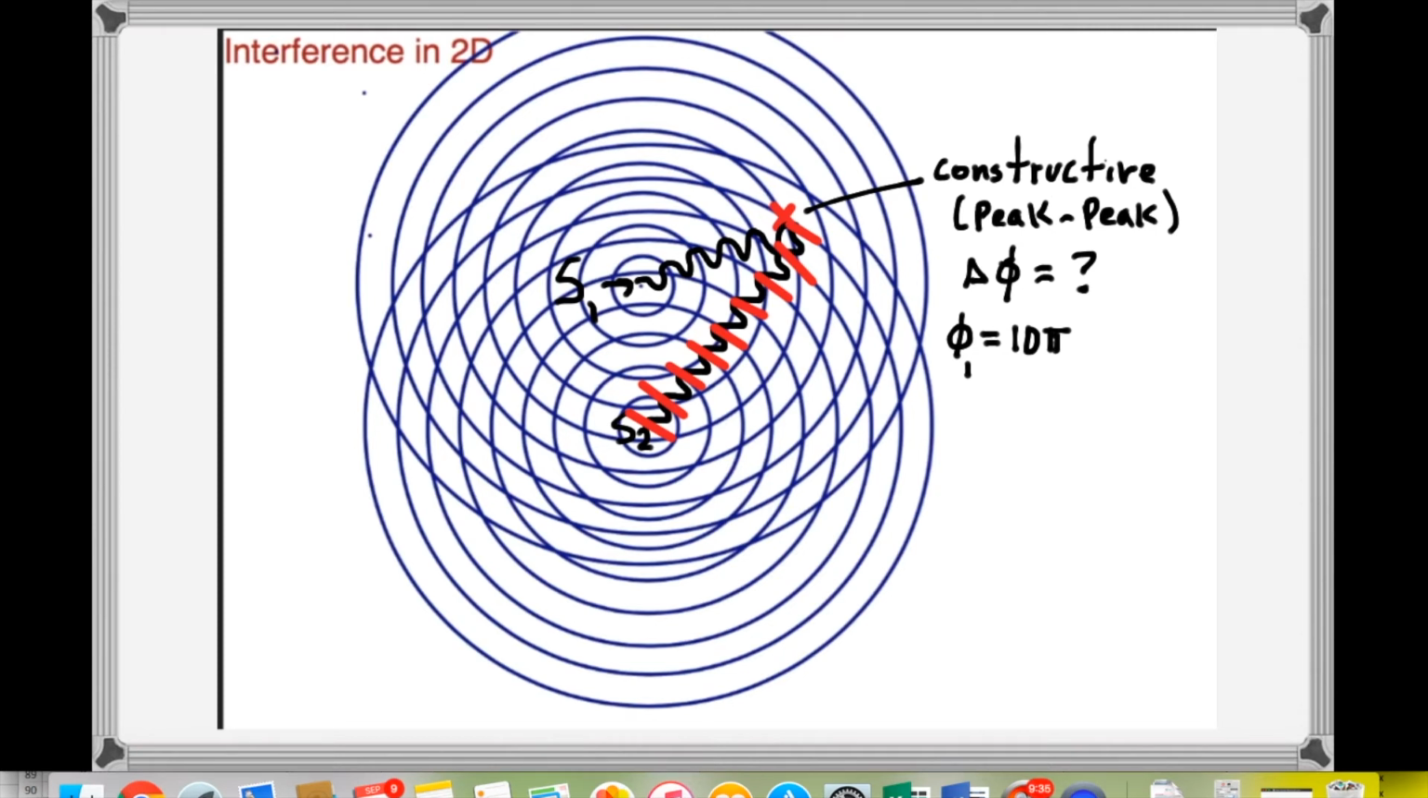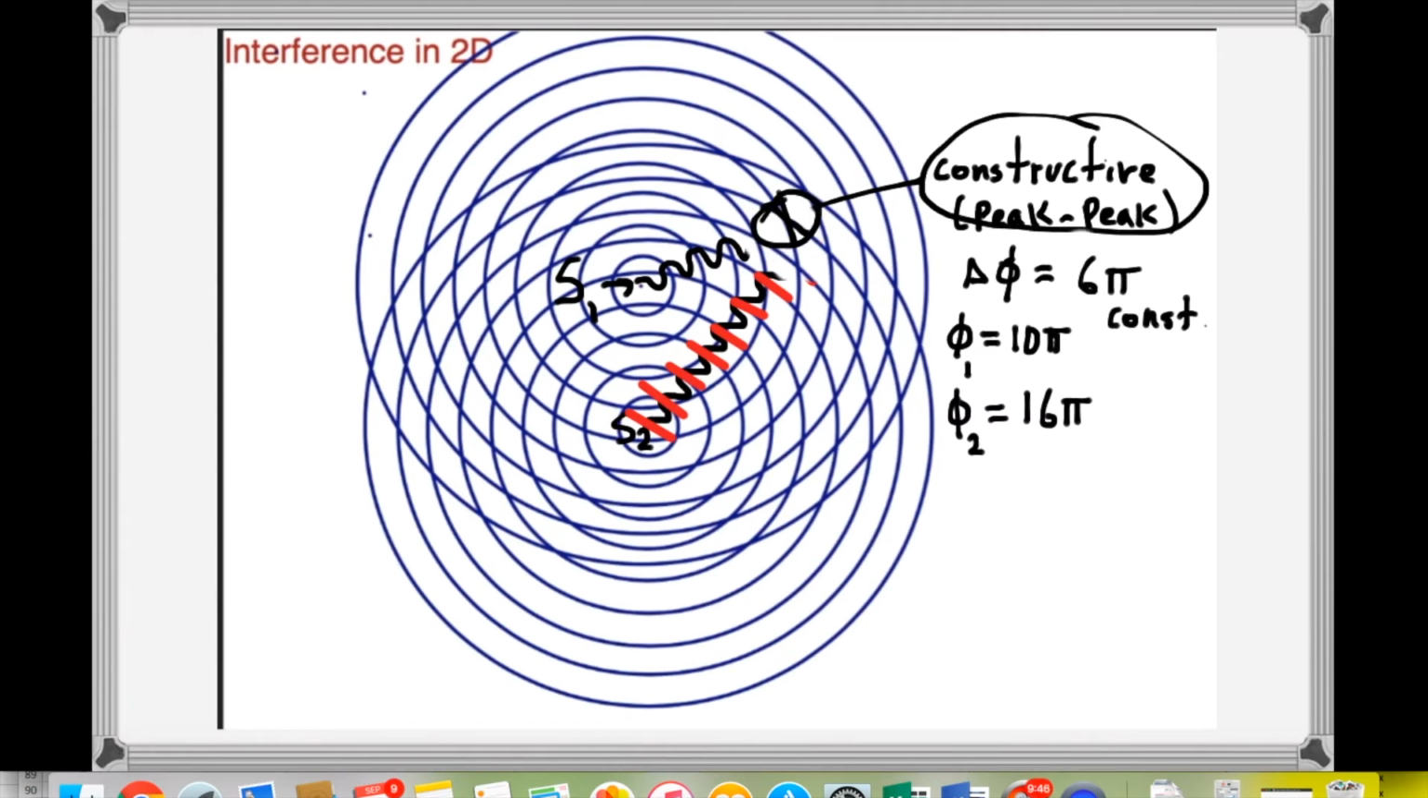So now we can determine whether that point is, well, we already know that it's constructive because as you can see in the picture, the red X is at the superposition of the peak coming from S1 and the peak coming from S2. You can see that at this crossing right here, we have a peak superimposed to another peak.